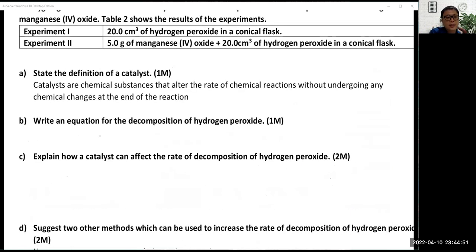So what is a catalyst? A catalyst is a chemical substance that can alter the rate of chemical reaction. Remember, you can only write alter, because alter means you can increase the rate of reaction or you can decrease the rate of reaction. If you increase the rate of reaction, it is known as a positive catalyst. If you decrease the rate of reaction, it is known as a negative catalyst. So you must write alter, you cannot write increase. This is a common mistake. Students think that a catalyst must increase the rate of reaction.